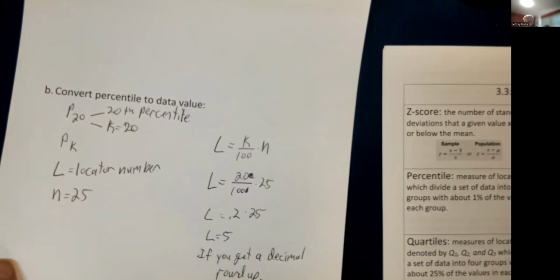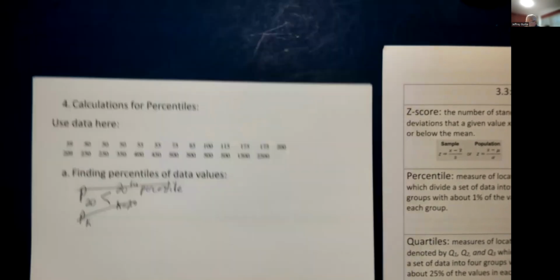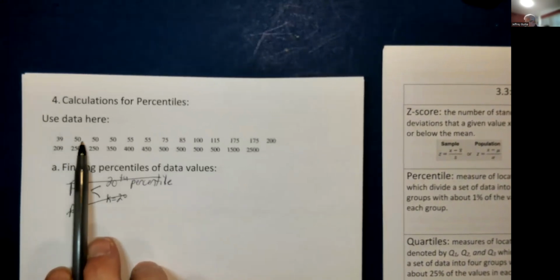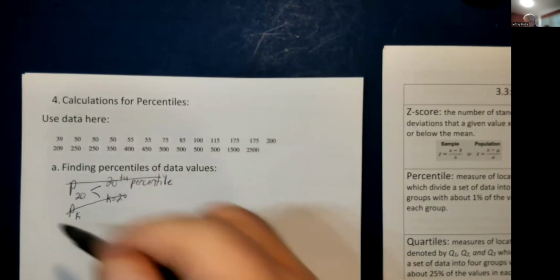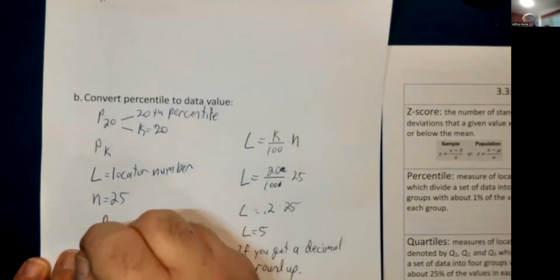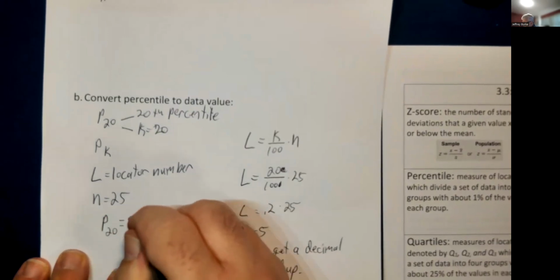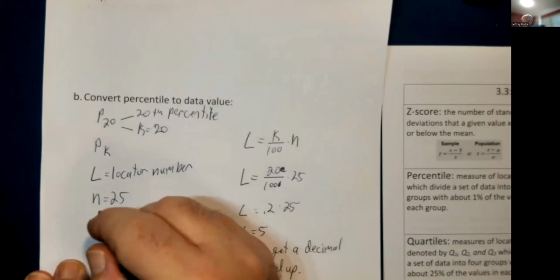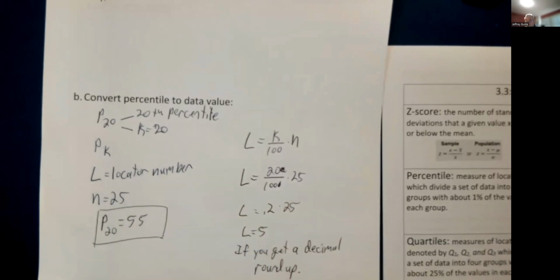So to find out what number corresponds to the 20th percentile, I'm going to count 1, 2. This is in order now. 1, 2, 3, 4, 5. Okay, so this is where L is equal to 5. So basically what I'm saying is for this particular set of data, the 20th percentile is going to equal 55. So if you've got a score of 55 in this test, your score would be at the 20th percentile, meaning that your score would be higher than 20% of the rest of the population.